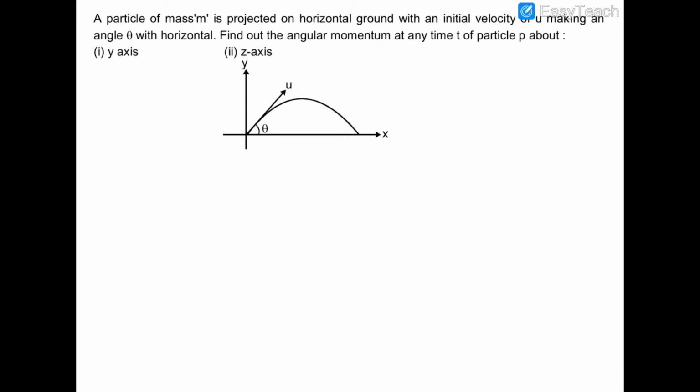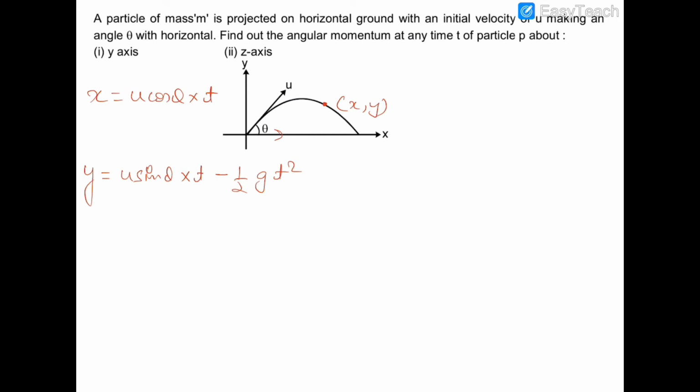So first of all, let us locate the particle, and let us assume that this particle has a coordinate of x comma y at any time t. So the x component of the particle will be x equal to u cos theta into time, and the y component will be equal to u sin theta into time minus half g t square. I hope you are well aware of these equations, and we have already discussed them in projectile motion. So this is x and y.